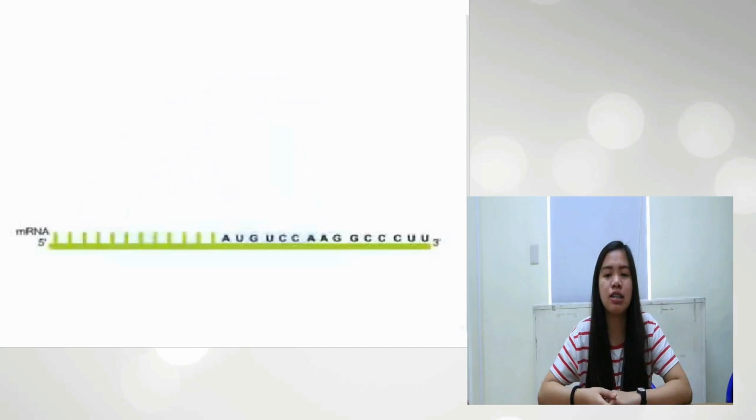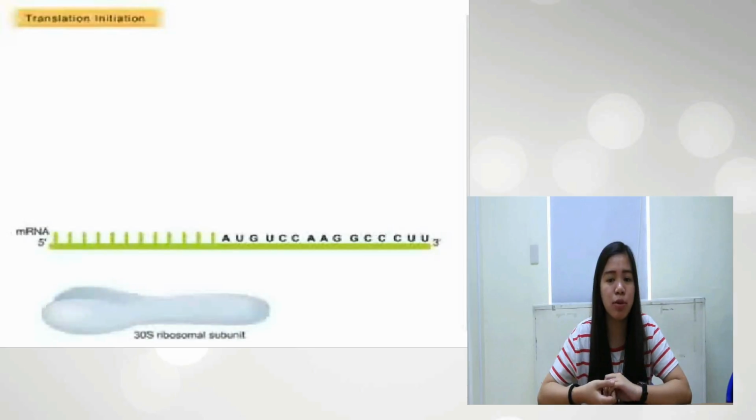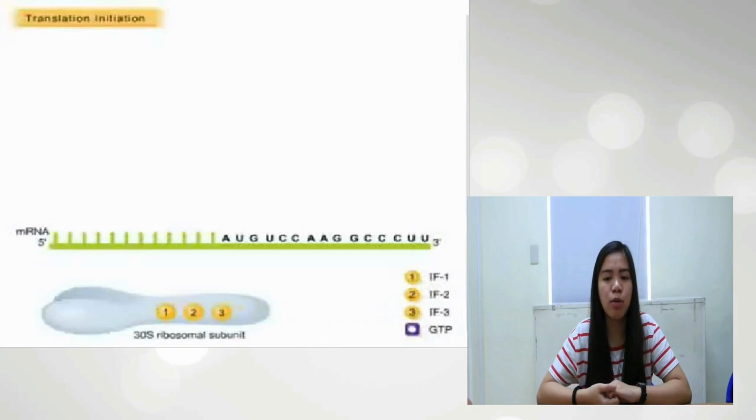In prokaryotes, translation initiation occurs in 3 steps as follows. First, the small ribosomal subunit complexes with 3 proteins named initiation factor 1, initiation factor 2, and initiation factor 3. A molecule of GTP also attaches.